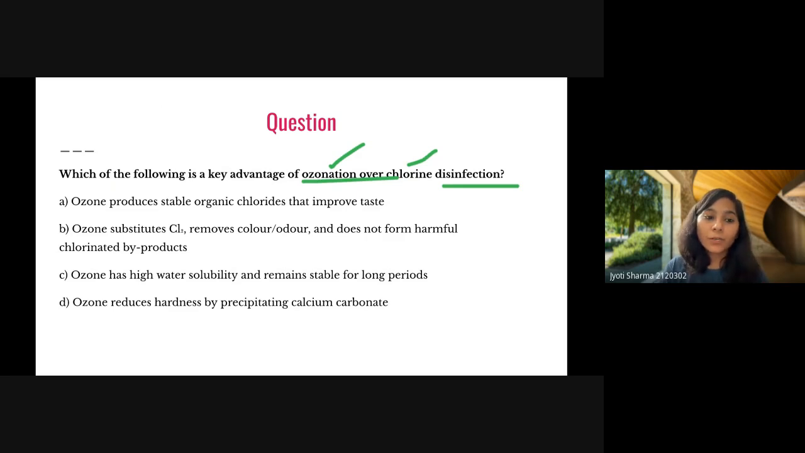And we have four options here. Ozone produces stable organic chloride that improves taste. Ozone substitutes chloride, removes color and odor, and does not form harmful chlorinated byproducts.